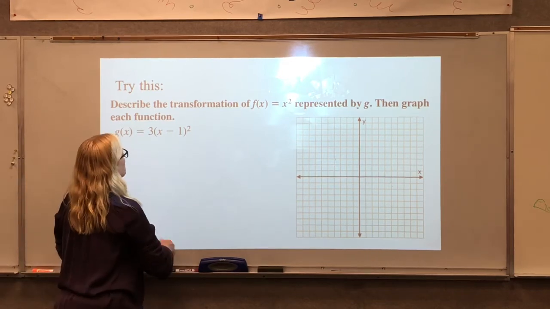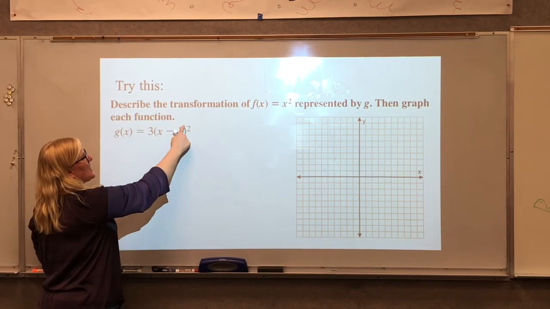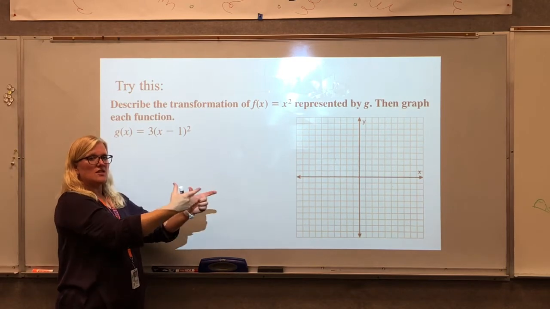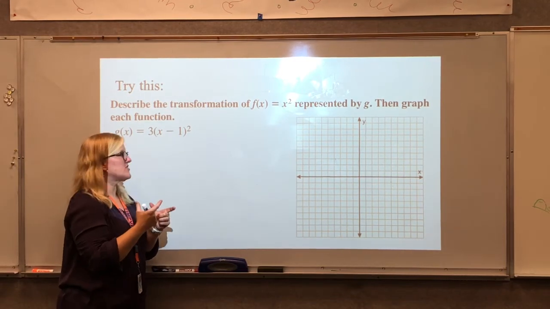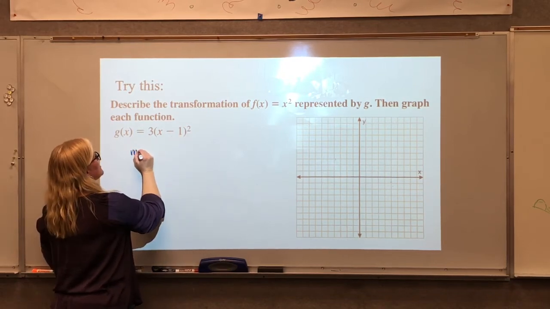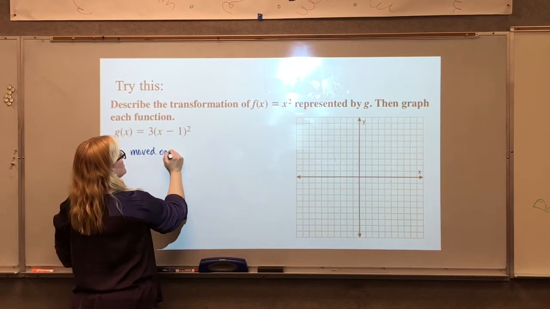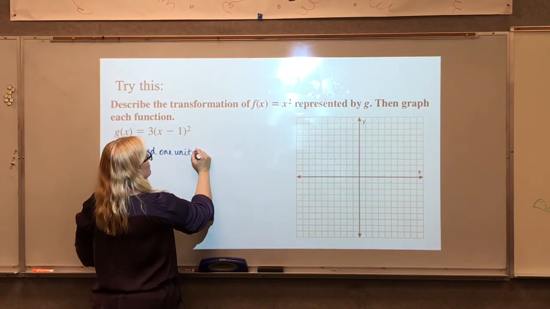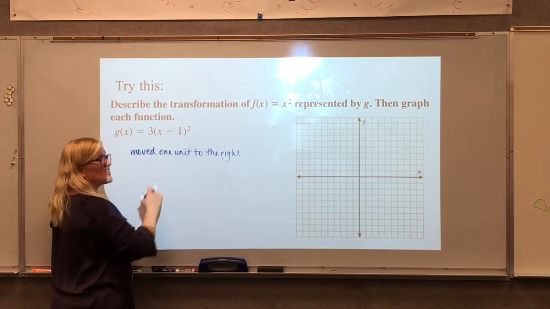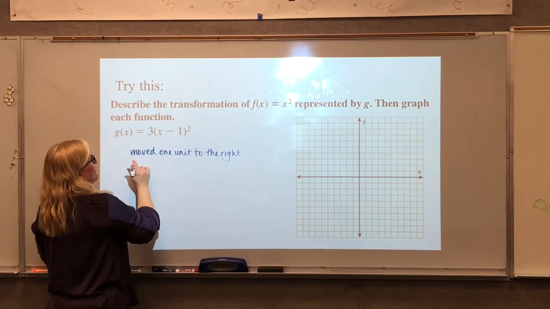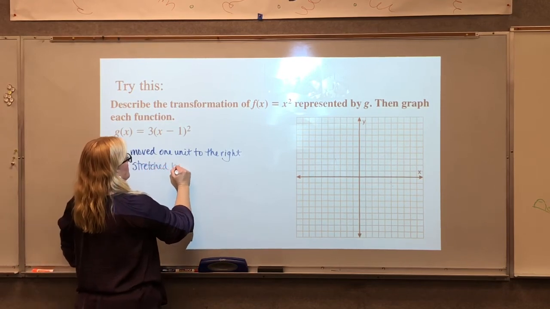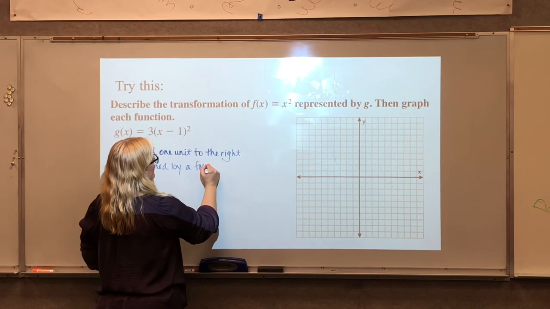So what's happening here? Well, I see that this is in parentheses, so I know that this is a horizontal translation. It's a horizontal shift by 1, and it's going to be moving to the right. So this is moved 1 unit to the right. Because remember when I talked about how it does the opposite of what it looks like? Okay. And then it is stretched by a factor of 3.